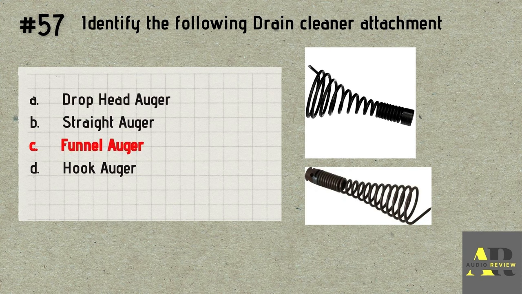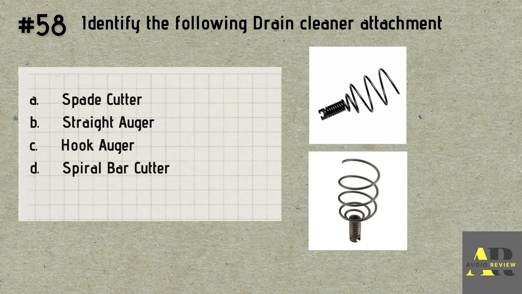A drain cleaner attachment used as a second tool in line. It breaks up remains of stoppage left by the straight auger. Funnel auger.